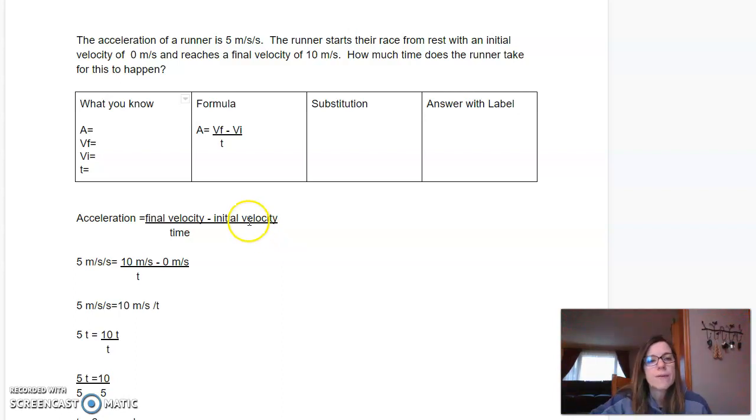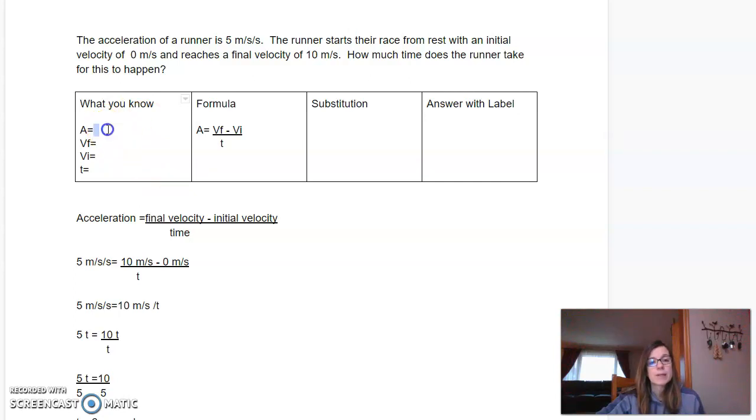So if you look along with me at this problem, it says the acceleration of a runner is 5 meters per second per second. Meters per second per second is the same as meters per second squared. It's just a unit of measurement for acceleration. It says the runner starts their race from rest with an initial velocity of 0 meters per second and reaches a final velocity of 10 meters per second. How much time does the runner take for this to happen?